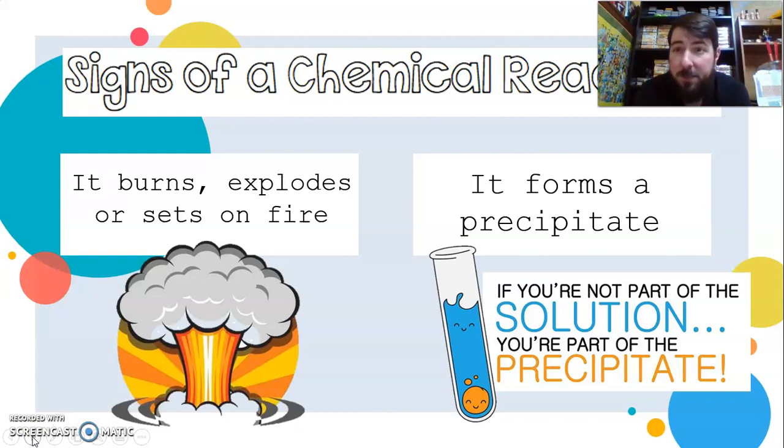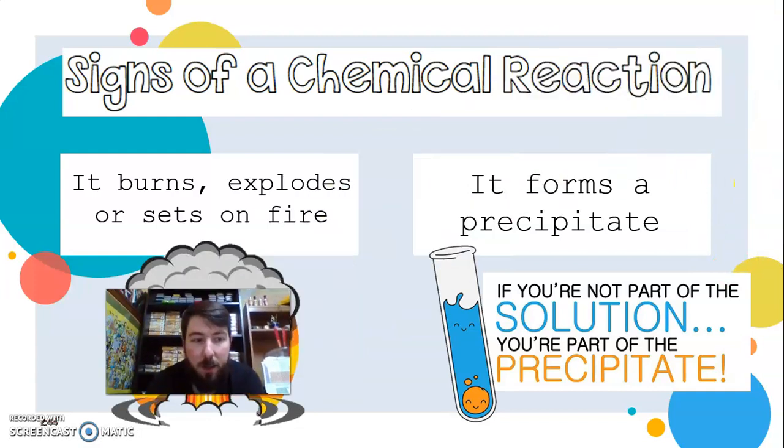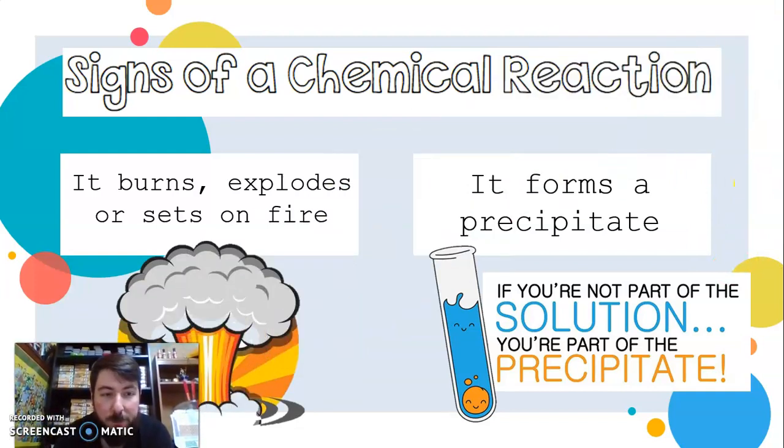So there's a bunch of different signs that a chemical reaction is happening. One major one is if something burns or explodes or sets on fire, pretty good chance that a chemical reaction is happening. Another example would be if a precipitate is formed. That's if we mix a couple of liquids together and then a solid ends up forming on the bottom.